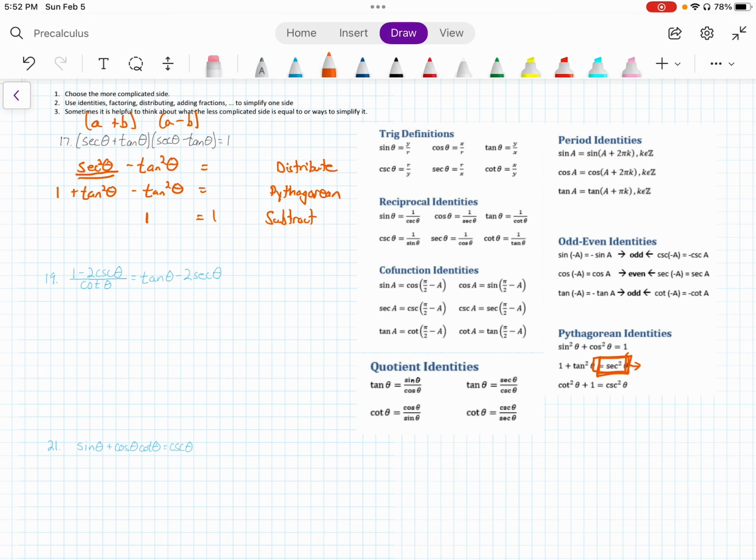Okay, number 19. It's a little more challenging. Both sides do look a bit complicated. So we can pick the one that's more complicated. Some people would probably say the fractions are more complicated, and I can agree with that. That's fine. So let's start with the left side.